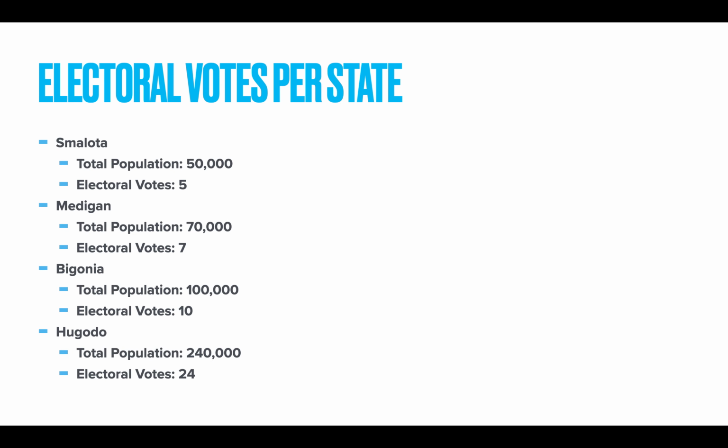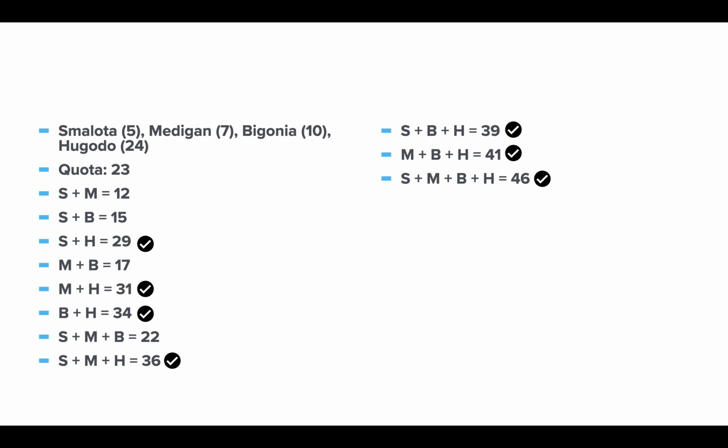Now we look at the electoral votes per state and see that the weights are 5, 7, 10, and 24 respectively, Hugoto having 24 electoral votes and Smiloto having 5. As you can see, that is a big difference. To calculate the quota, you add up all the weights together and get 46. You divide that in half and get 23. To be a winning coalition, you need at least 23.